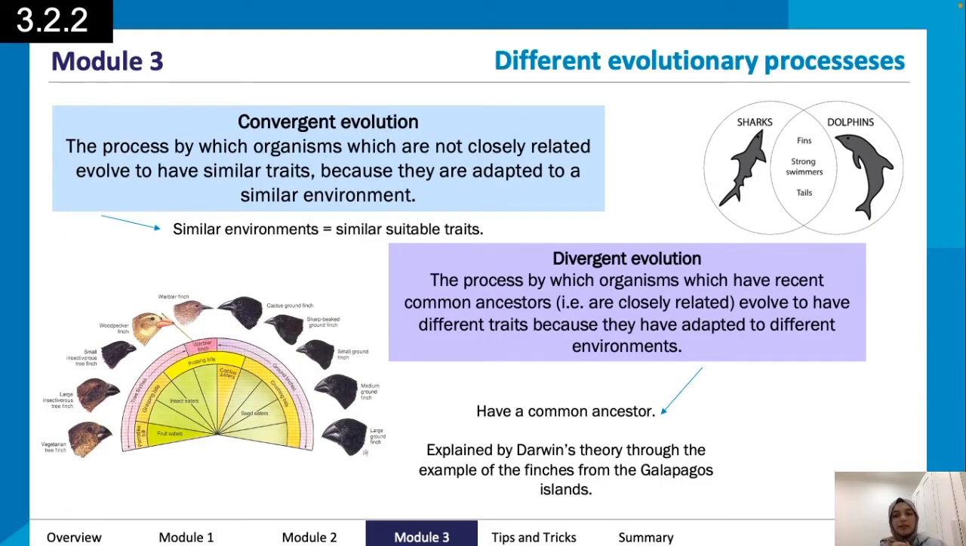Whereas divergent evolution is a process by which organisms which have recent common ancestors, so they're closely related, evolve to have different traits, right? So that's a difference because they have adapted to different environments. So they have a common ancestor, explained by Darwin's theory through the example of the finches from the Galapagos Islands.